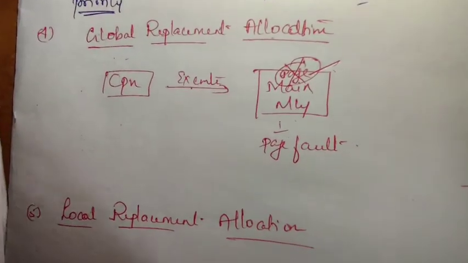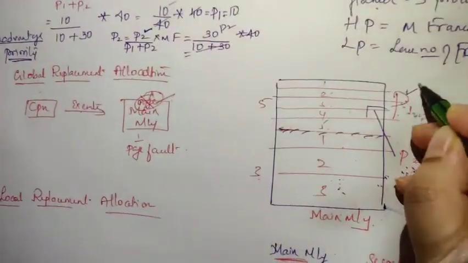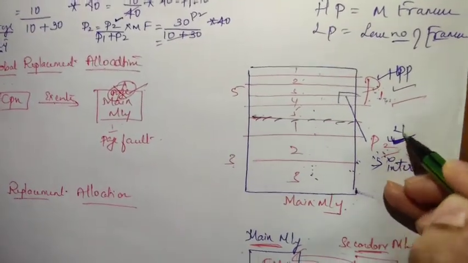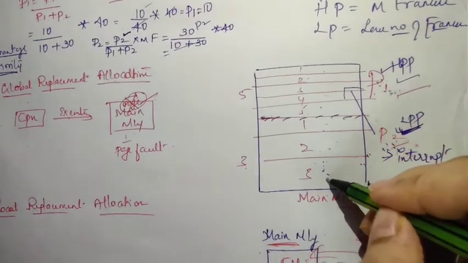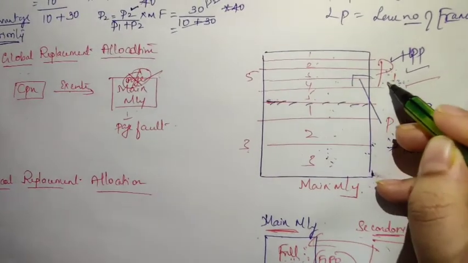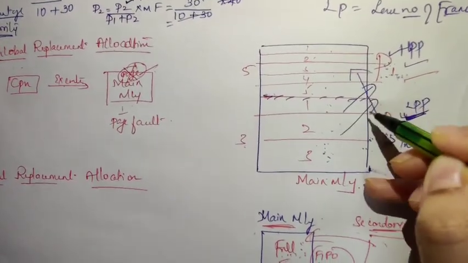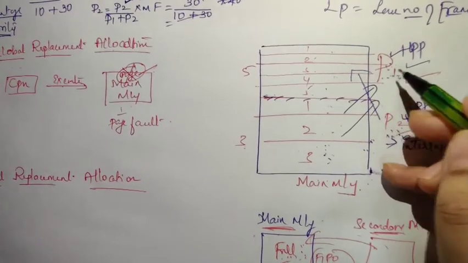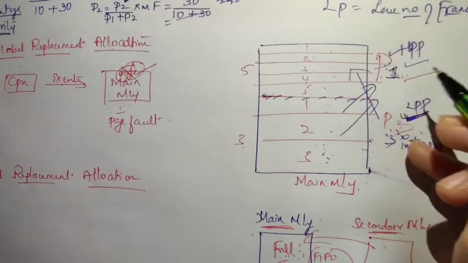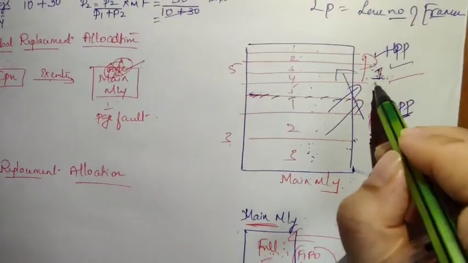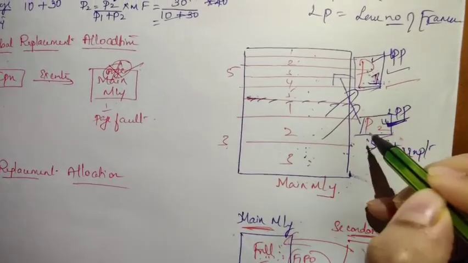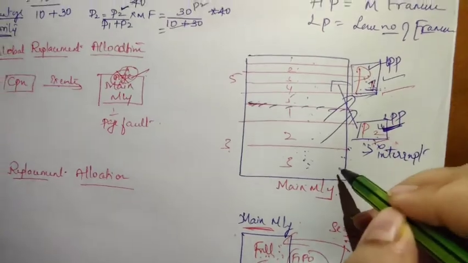It's very simple. The process P1 is the higher priority process because it consists of 5 frames, whereas the process P2 is the lower priority process because it contains only 3 frames. So the higher priority process can take a frame. The process P1 can take this frame also, this frame also. So definitely the number of frames for the process P1 will increase. If the number of frames increases, then definitely there will be no page fault for this process P1. The lower priority process will have a higher rate of page fault. So this is the problem.